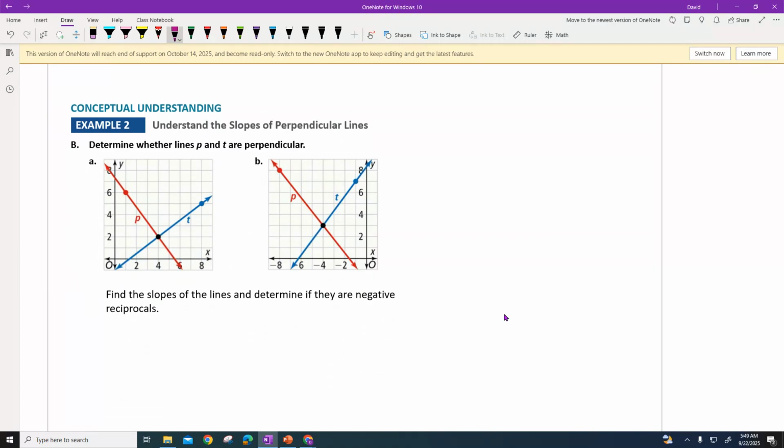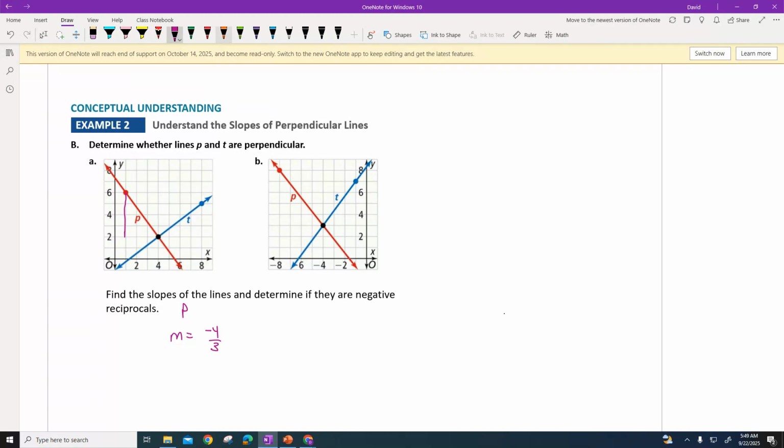They want to know if these guys are perpendicular, so let's go with line P. Okay, let's find the slope of that guy. It went down 1, 2, 3, 4. So it went down 4. Well, I should probably write slope. It's the slope for line P. So I'm going to put this down 4 over 1, 2, 3.